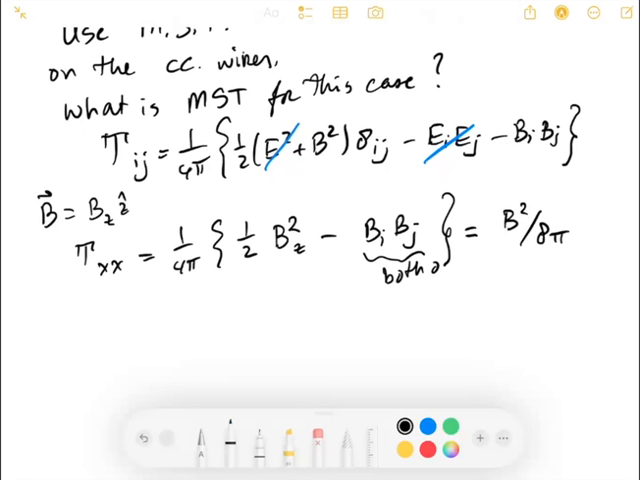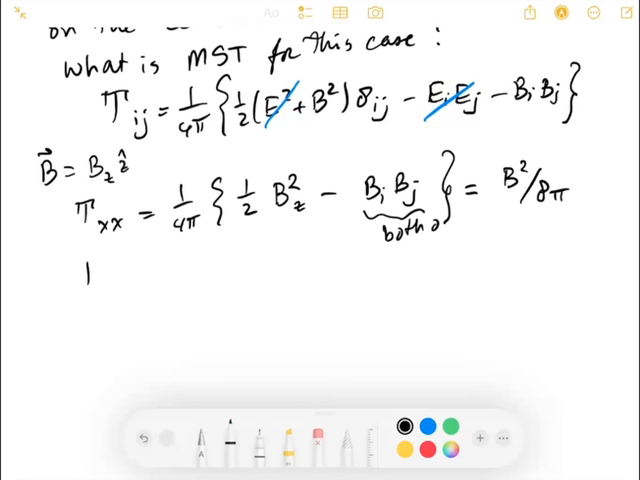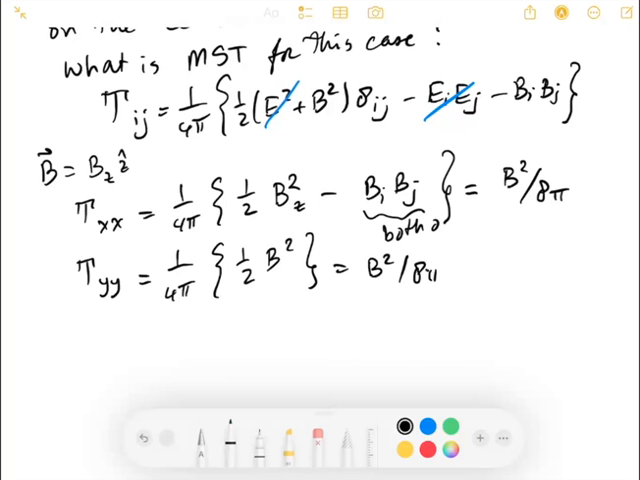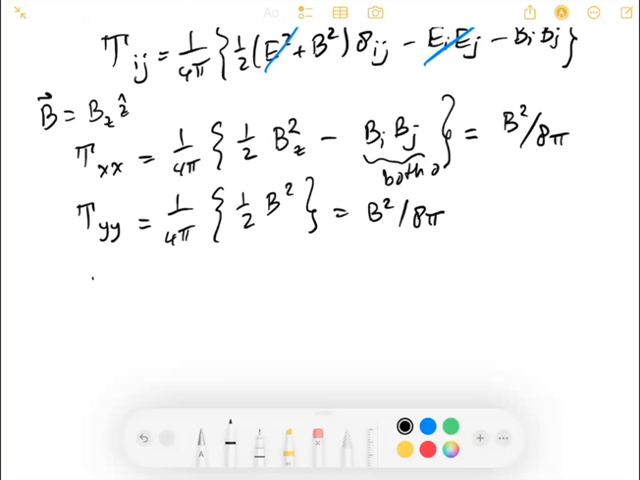Now let's look at the next one, Tyy. We would have an identical term here, and we would again get a b squared. And again, that b_y disappears. So this is just, again, b squared over 8 pi.